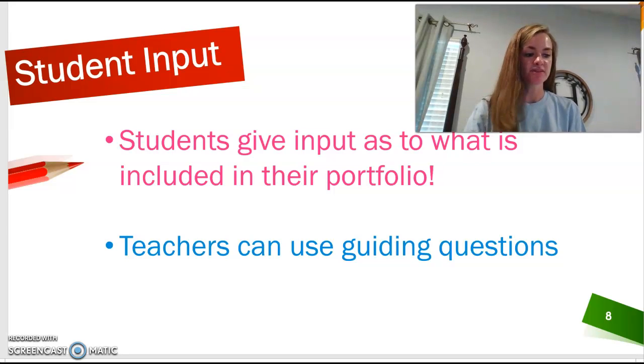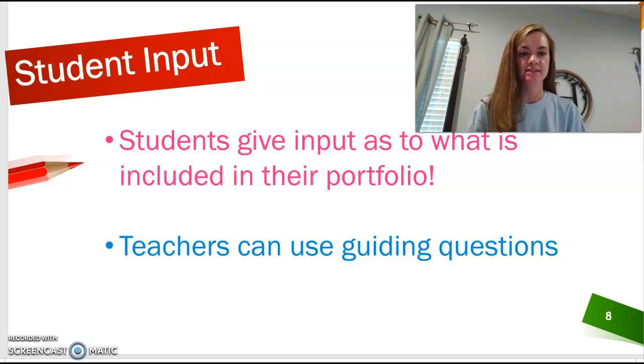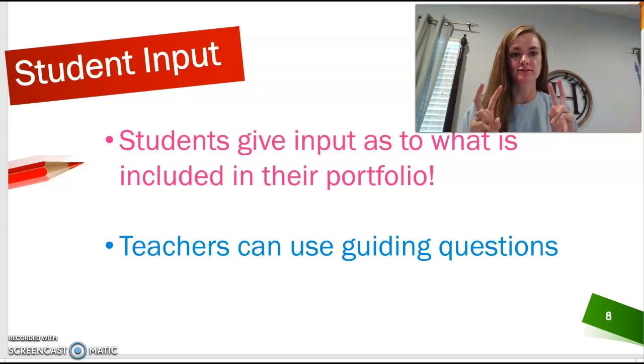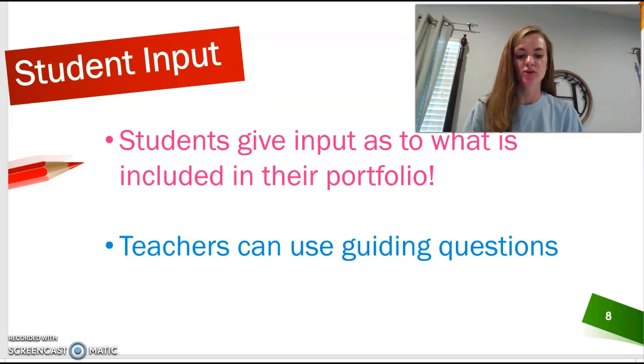So while other forms of assessment are often created by teachers, it's important for students to give input in what assignments will be included in their portfolio. And allowing students to give input on what assignments are included is what makes this type of assessment reflective. When students have a say in the creation of their portfolios, it allows them to look back at their previously completed work, and it helps them analyze their areas of strength and weakness.